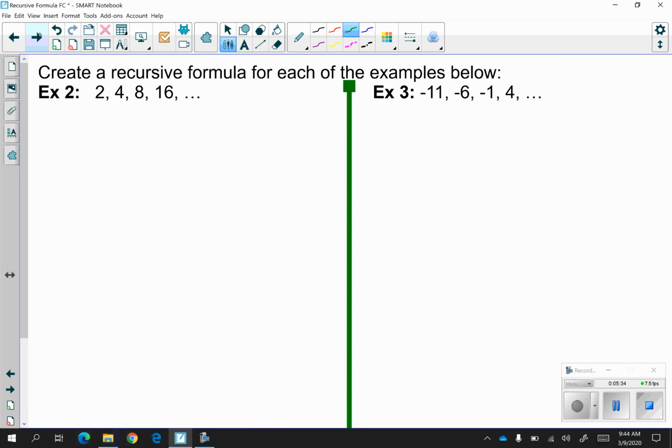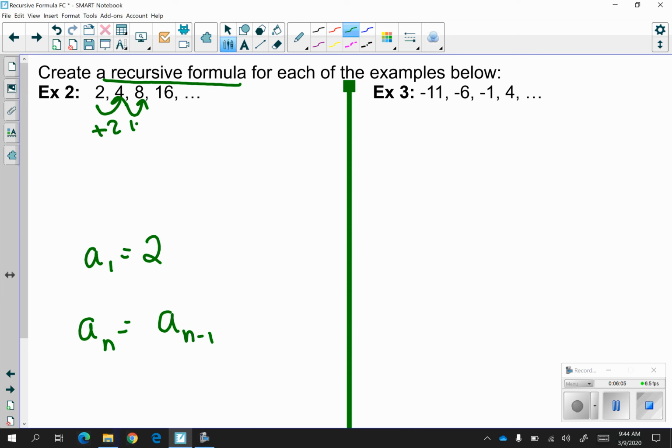Let's try another. They want a recursive formula, so we know we need 2 parts. The first part is your first term. In this case, my first term is 2. And then you need a sub n based on the previous term. What are you doing to the previous term? Look at the pattern. You are not adding at all. You're actually multiplying by 2.